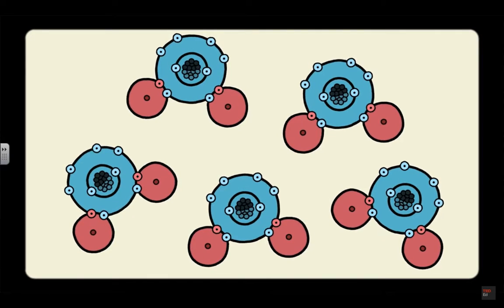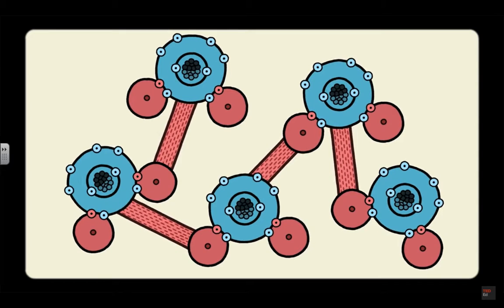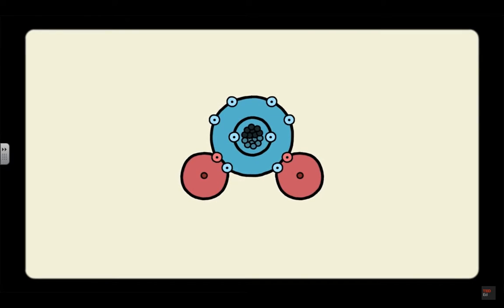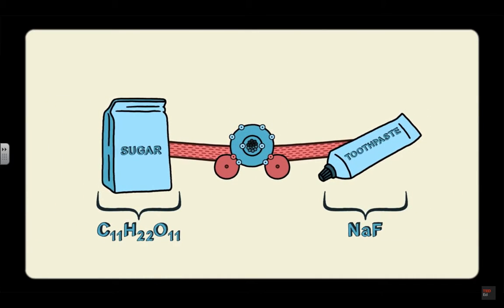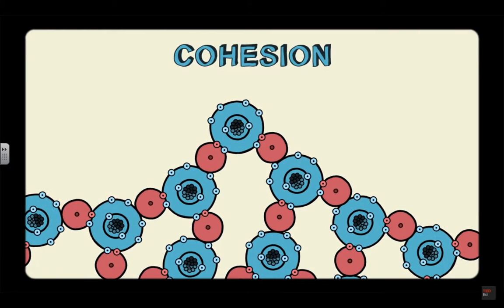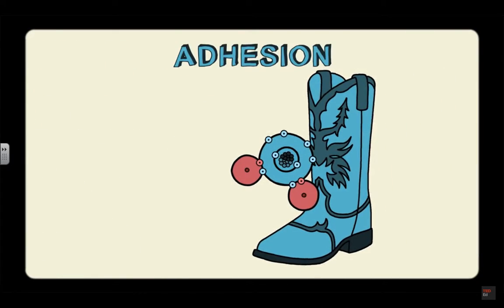Since negative and positive attract, that oxygen is attracted to the hydrogen atoms in neighboring water molecules. A special type of bond forms between water molecules, known as a hydrogen bond. Hydrogen bonds don't just happen in water either. They can form between a water molecule and different substances that are polar or ionic. Water's ability to stick to itself is called cohesion, while water's ability to stick to other substances is called adhesion.